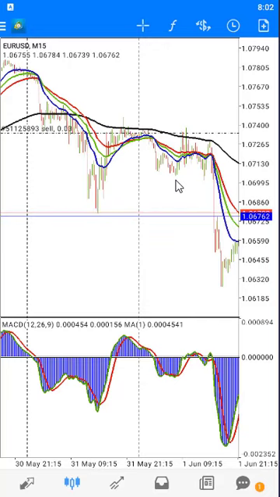For example, if the direction is down, we want to sell. If the direction is up, we want to buy. By direction, I mean the trend. So if the trend is down, we want to sell. If the trend is up, we want to buy.